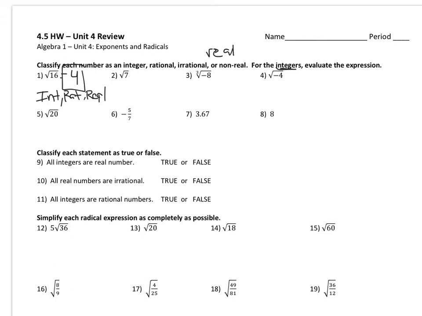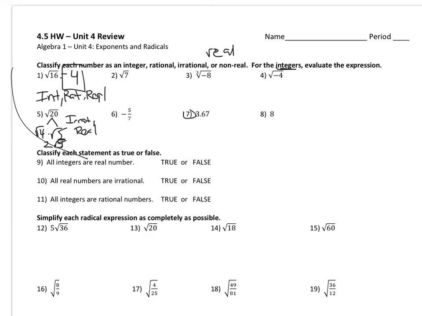number 5, which is square root of 20. So if we simplify the square root of 20, we can break it down to the square root of 4 times the square root of 5, because 4 is a perfect square, and we get 2 square root of 5. So because that square root is still there, it is not considered to be an integer. So that just keeps it to being an irrational and still real, because remember that both rational and irrationals are real.